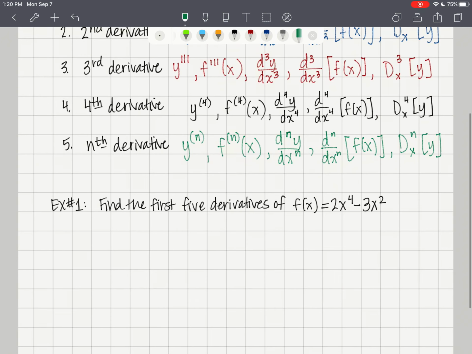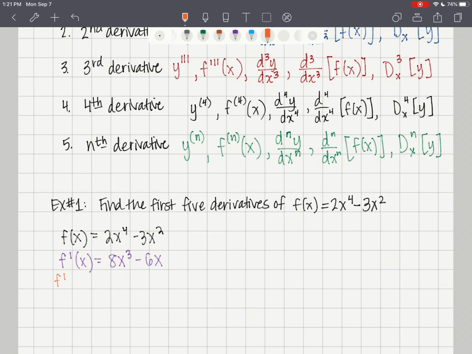We're going to find the first 5 derivatives of f of x equals 2x to the 4th minus 3x squared. So let's get to it. We've got f of x, I'm going to rewrite f of x right here, equals 2x to the 4th minus 3x squared. And let's find our first derivative. So our first derivative, f prime of x, is equal to 8x cubed minus 6x. And I'm sure you can keep up with me because you've been now finding derivatives for a week.